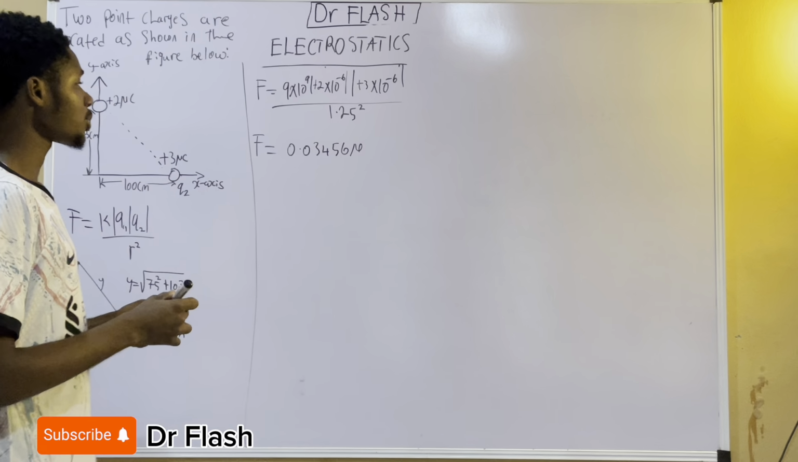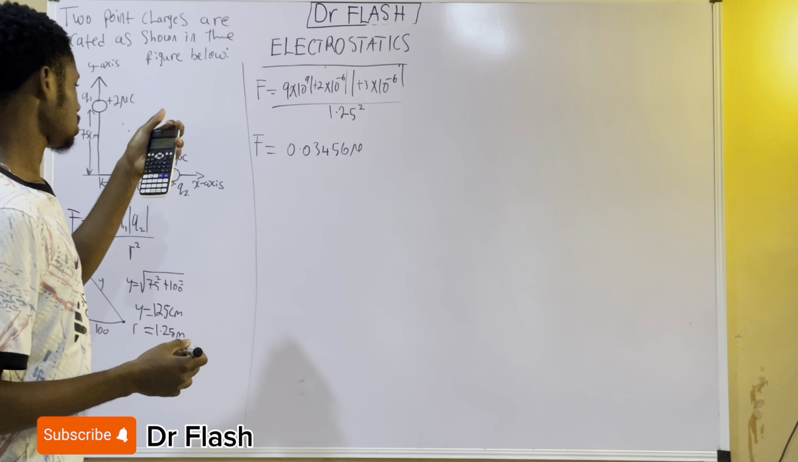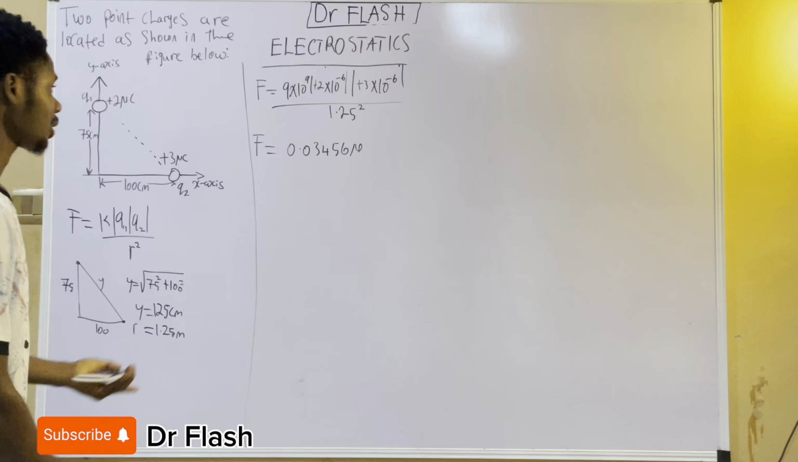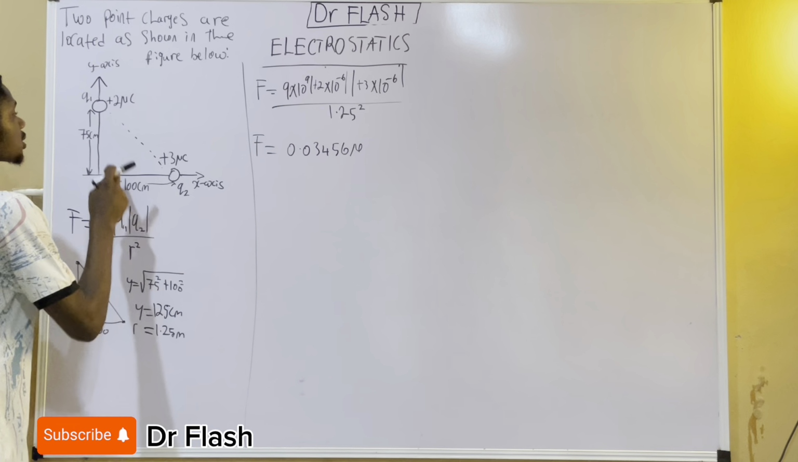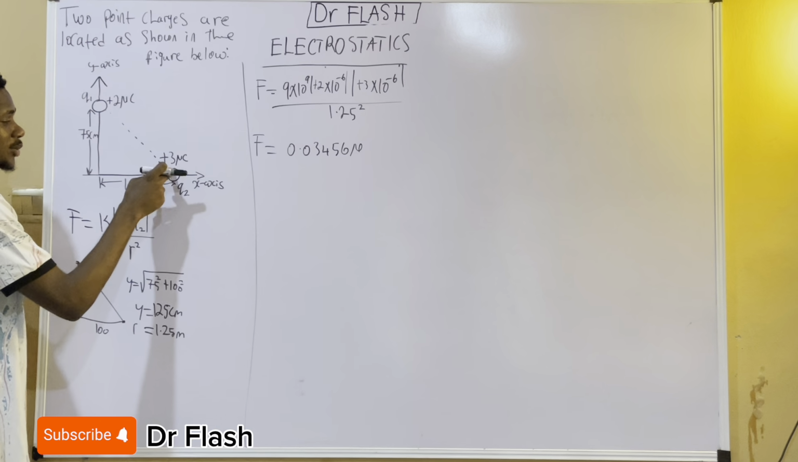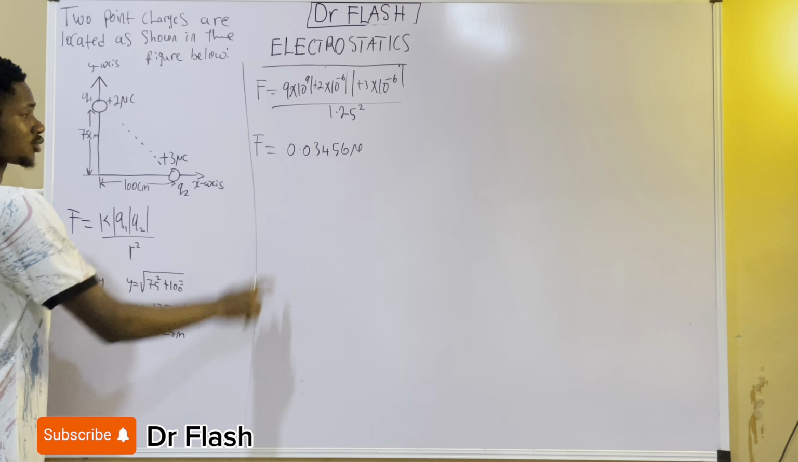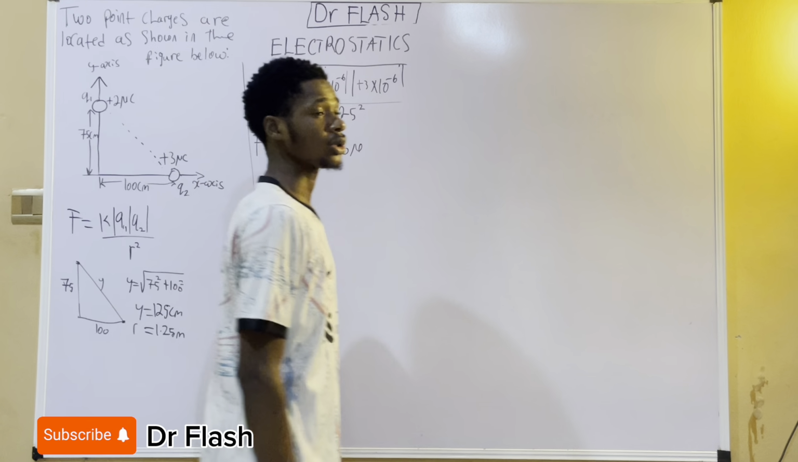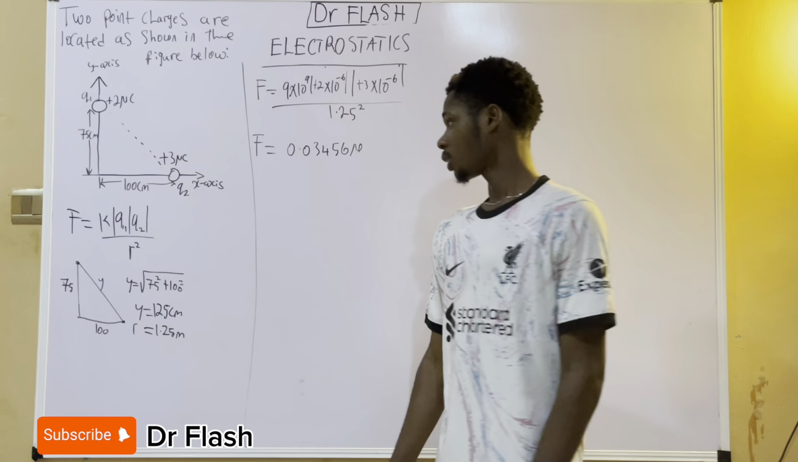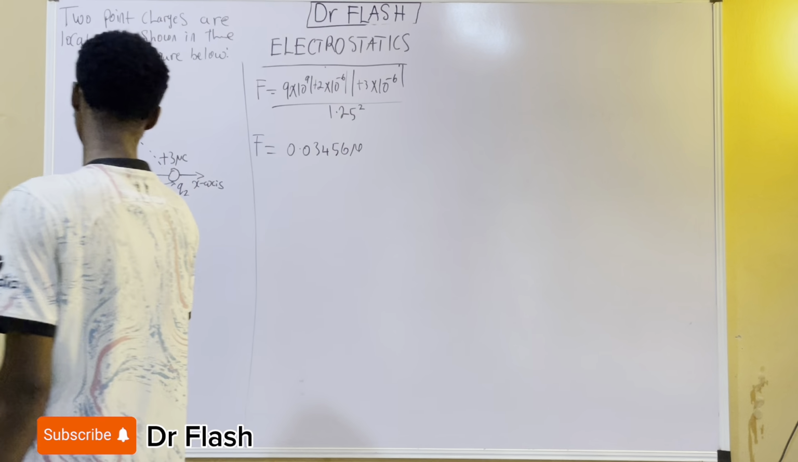Okay, so we get 0.0345 newtons as our answer by solving this using a calculator. That's what we're going to get. So the force F1, if the force experienced by this one is F1, and the force experienced by this one is F2, they both have a value of 0.0356 newtons. I'm not including the direction in this case. But the question then further asks us to calculate the direction of the force in terms of coordinates of free space.